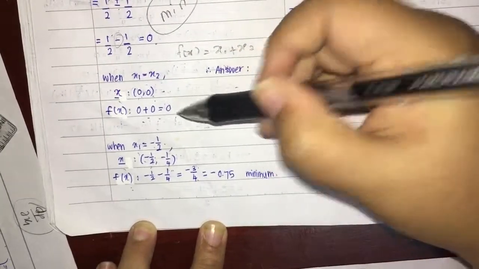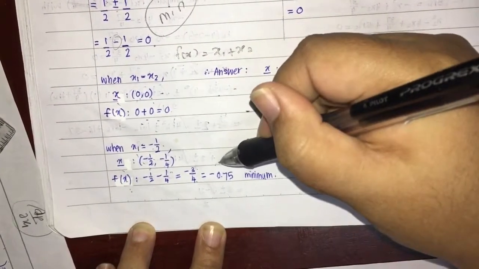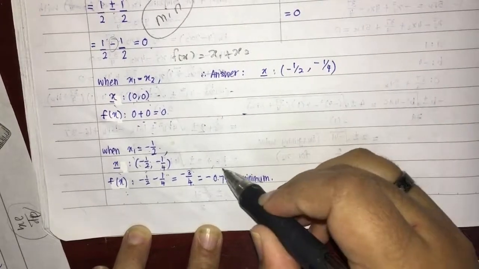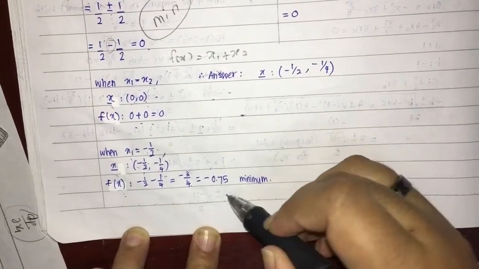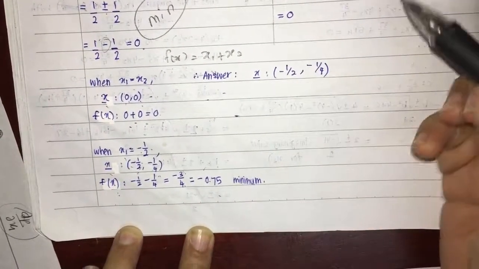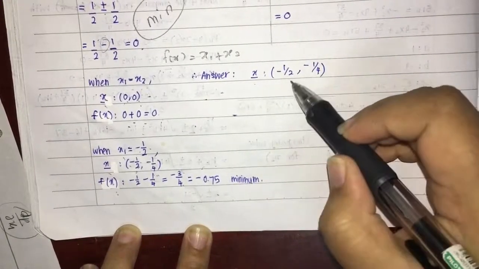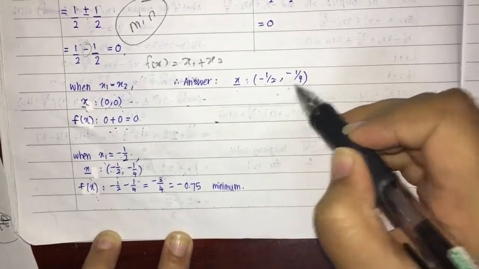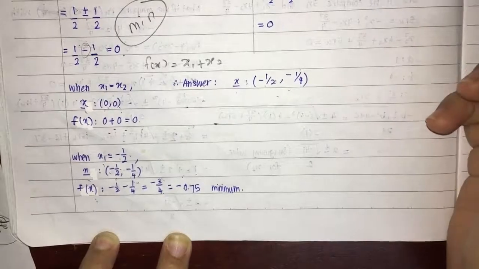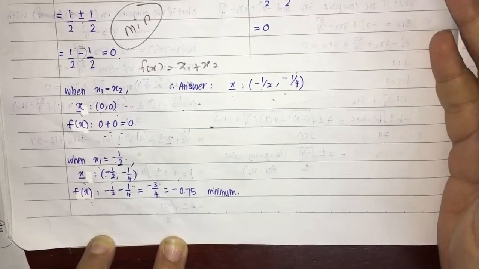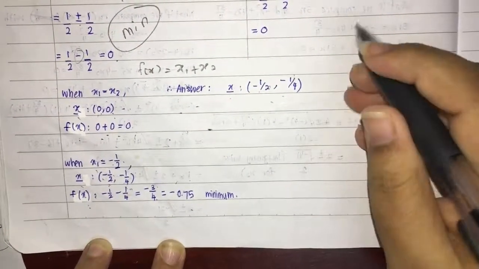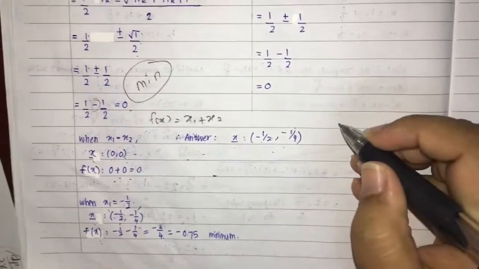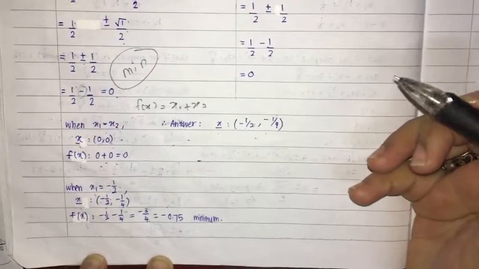So between 0 and negative 0.75, the minimum is this one. So our final answer is x is negative half and negative 1 over 4. So that's all. That's the answer for our question. So thank you.